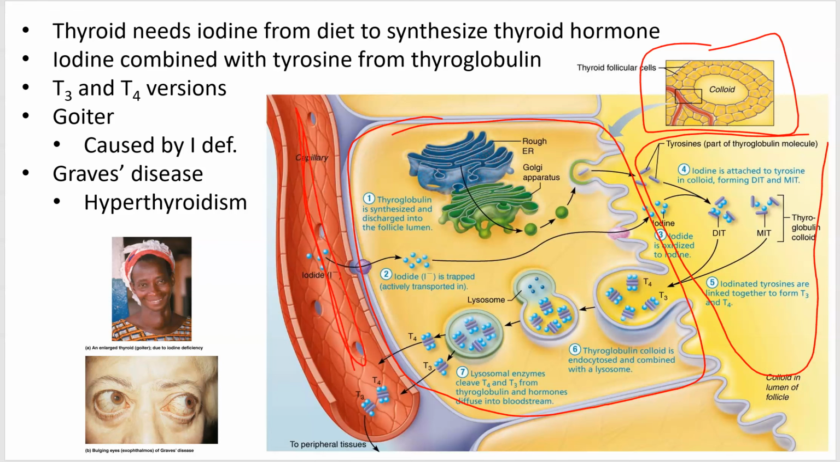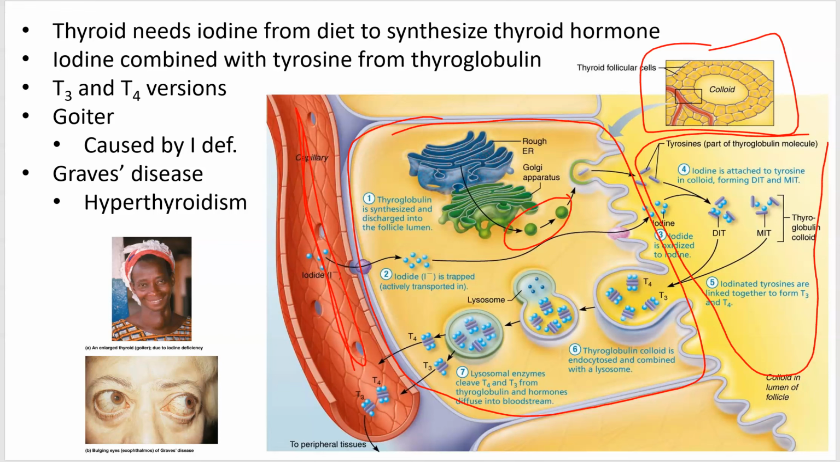So you ingest iodine in your food, and it's a necessary nutrient. You need it to make thyroid hormone. You absorb that iodine into these follicular cells, where it combines with a molecule called thyroglobulin, which is these little guys, right?